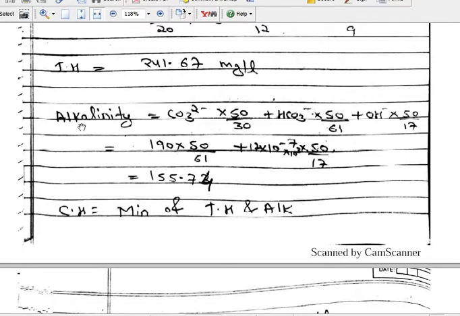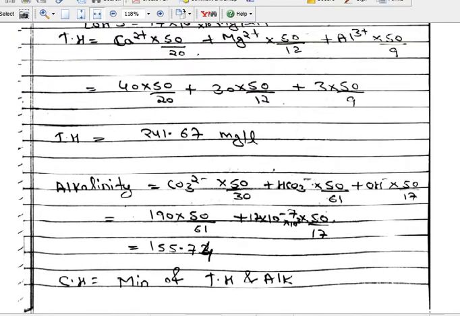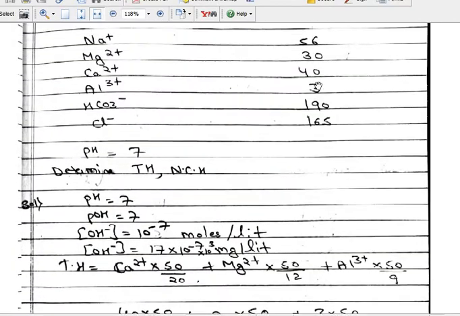Now alkalinity we will find. See, the alkalinity formula we know: carbonate ion concentration into 50 by 30 plus bicarbonate ion concentration into 50 by 61 plus OH minus ion or hydroxyl ion concentration into 50 by 17. This is the formula. Now see here, we do not have carbonate ion concentration. As it is not mentioned, we will assume that there is no carbonate ion. So only there is HCO3, bicarbonate ion, and from here we have determined the OH minus ion concentration. So of course your first term will be 0, second and third terms will be there.